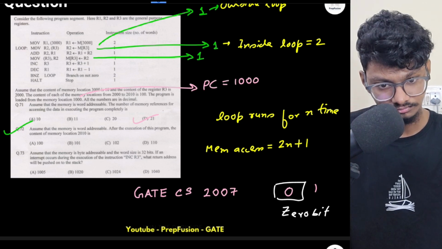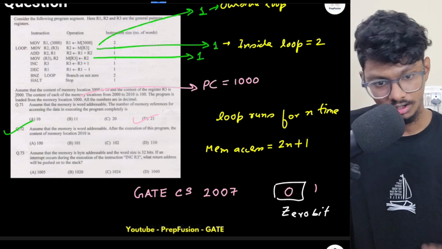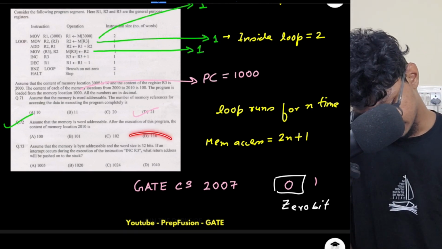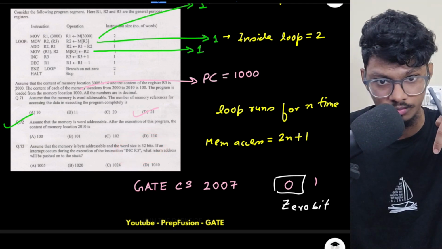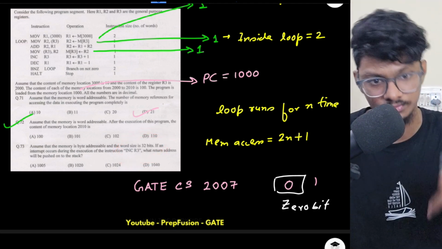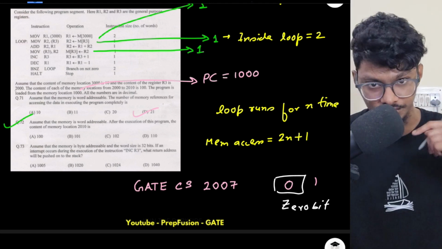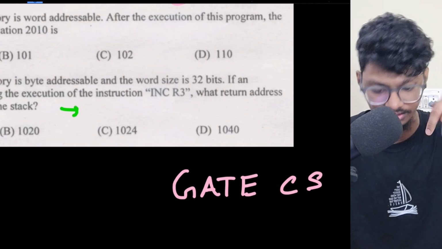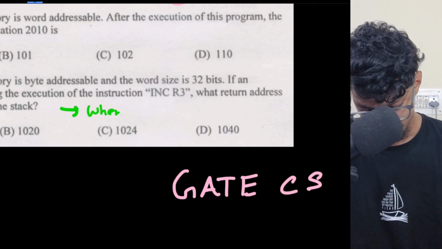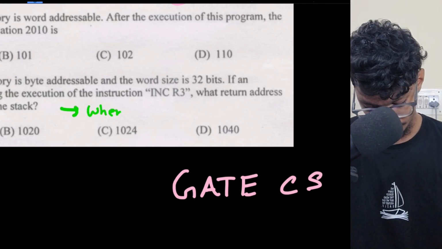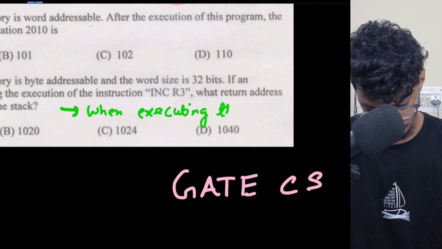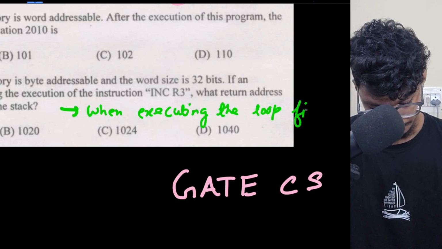They have not told me that this is during the first loop cycle. Only this should have been mentioned. This is an old question, that's why they didn't mention it. They're talking about when I'm executing the loop for the first time.